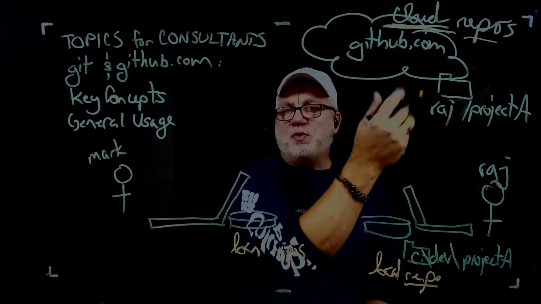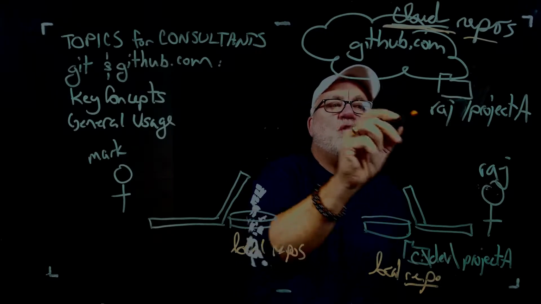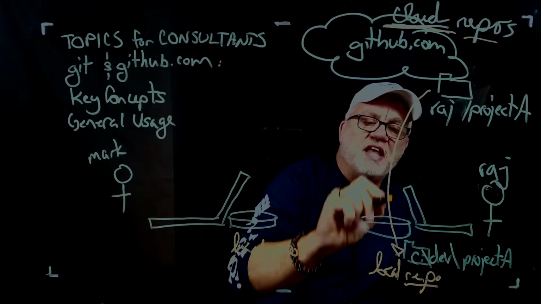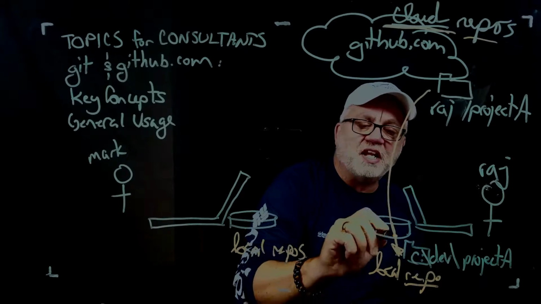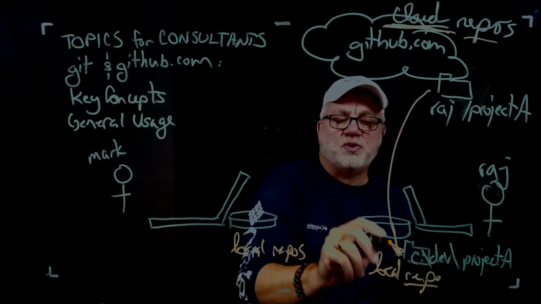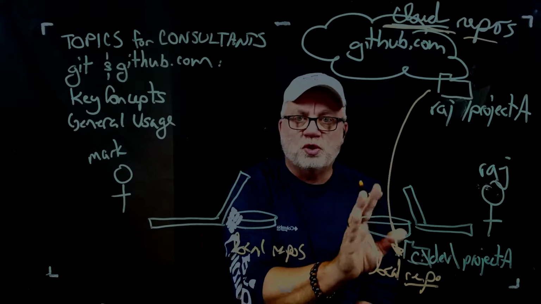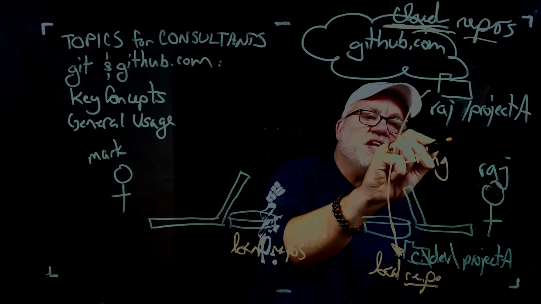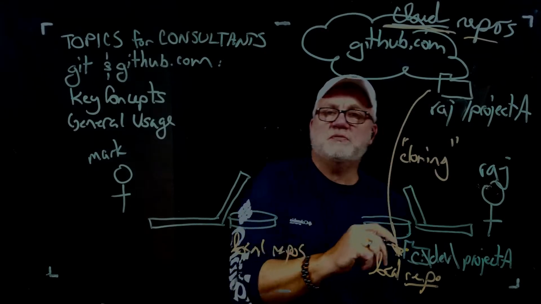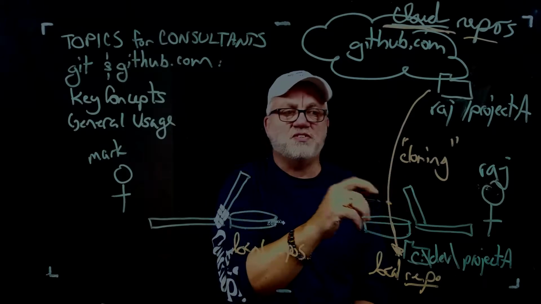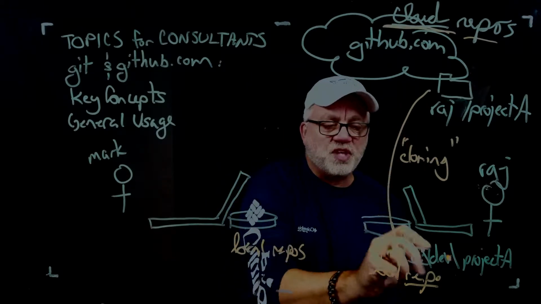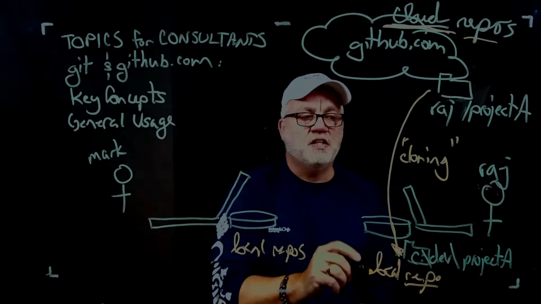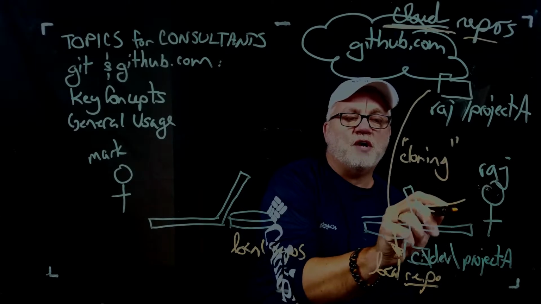Raj created an empty one in github.com. He cloned that repository down onto his local drive. That process of bringing a copy of this cloud repository and making it available on your local machine is called cloning. So he actually defined his own empty project. Maybe it had a README file, that's another topic. Then he cloned it down so that it lives in, let's say, C:\dev/project A.